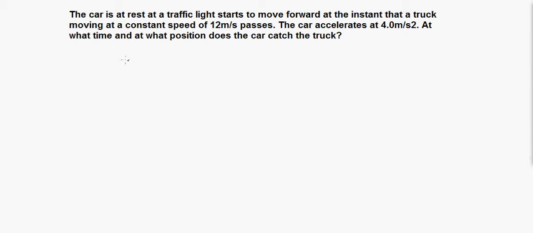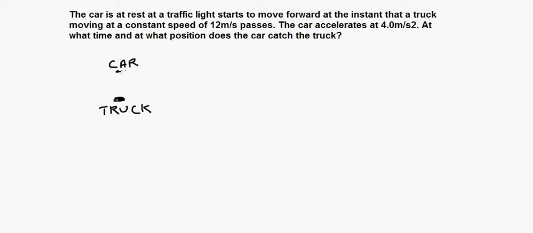So this problem involves two bodies. The first body is the car and the second body is the truck. One body is moving at a constant speed, that is 12 meters per second, while the other body is accelerating. So we need to draw a diagram first. Say this is the car, and then this is the truck. Now this thing is at rest.